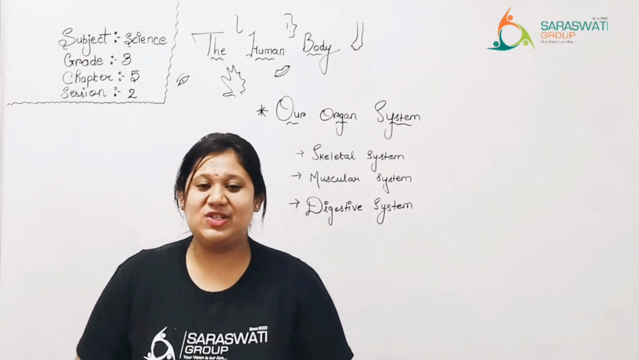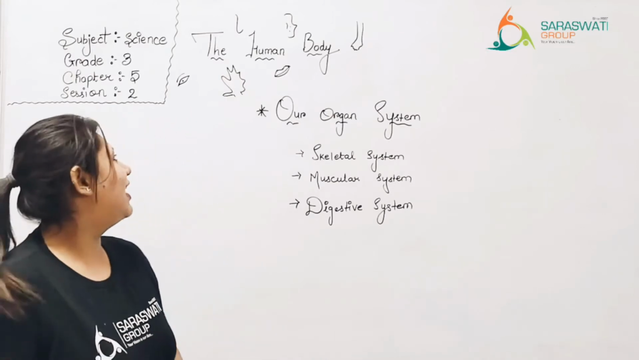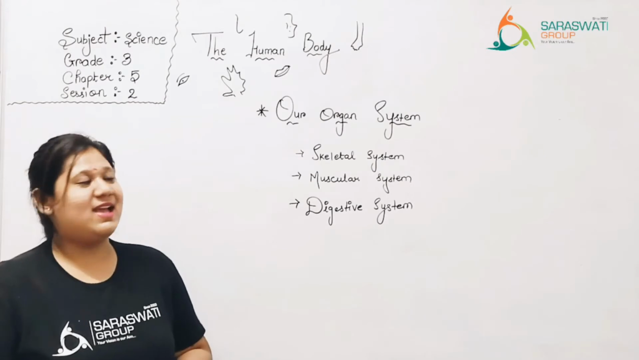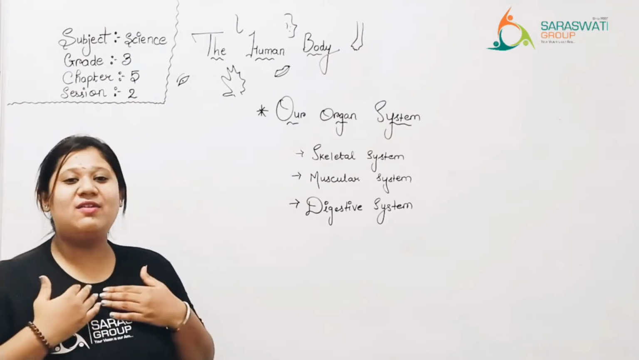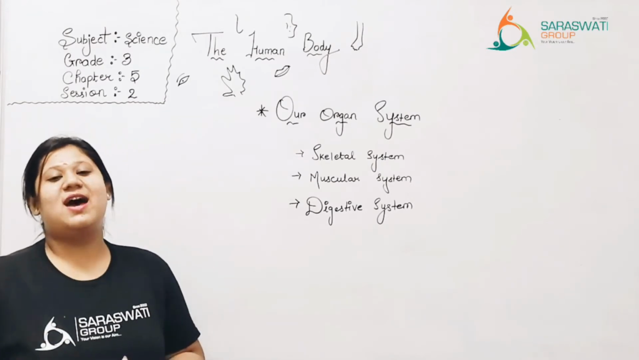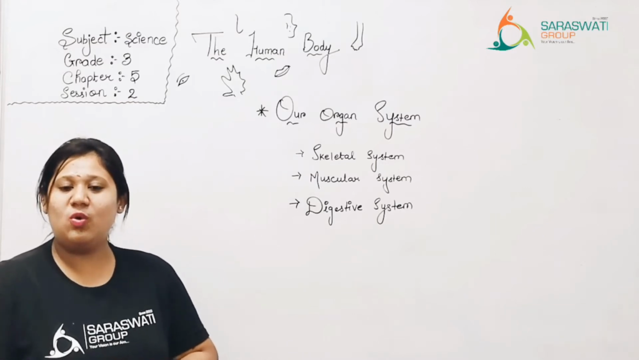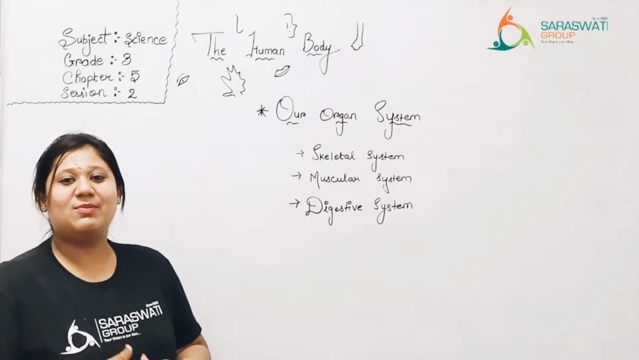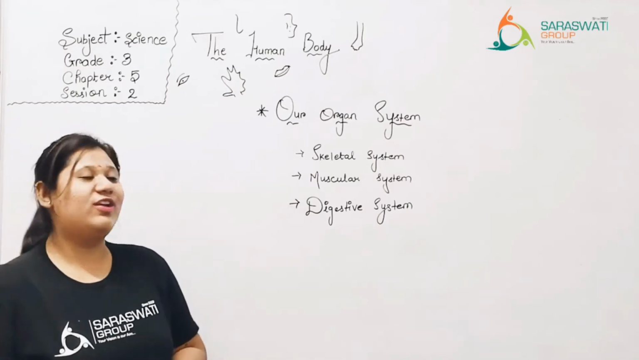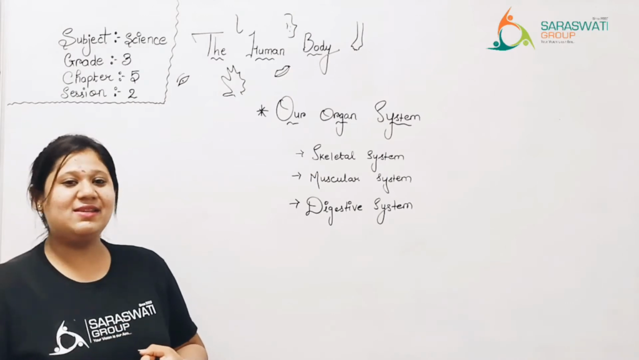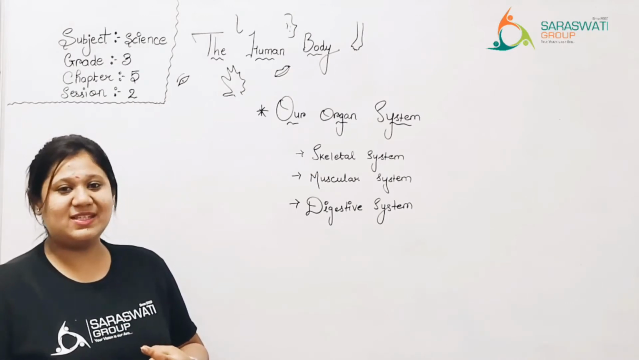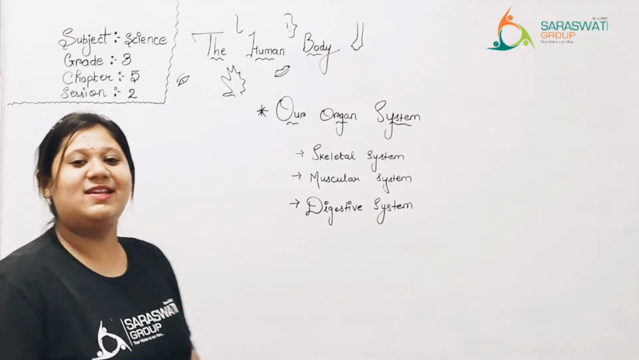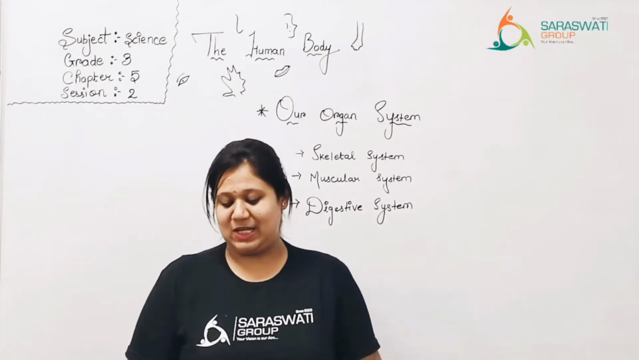Now kids, in session number 2 of chapter number 5, that is the human body, I am going to explain our organ systems. Our body is made up of so many organ systems, right? In particular, in this session, I am going to explain the skeletal system, the muscular system, and the digestive system.